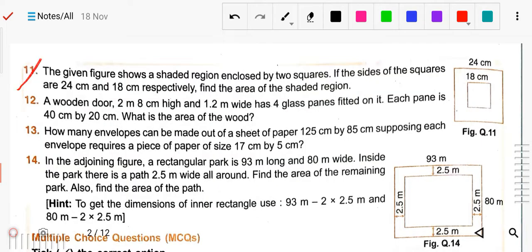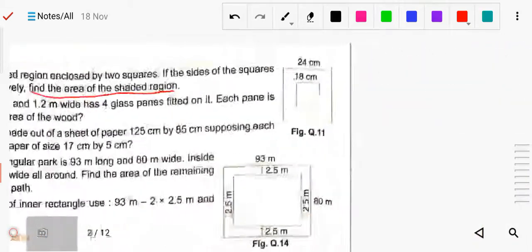Now next, question number 11. The given figure shows the shaded region enclosed by two squares. If the sides of the squares are 24 centimeter and 18 centimeter, find the area of the shaded region. Okay, so here you can see two squares are there in this figure.